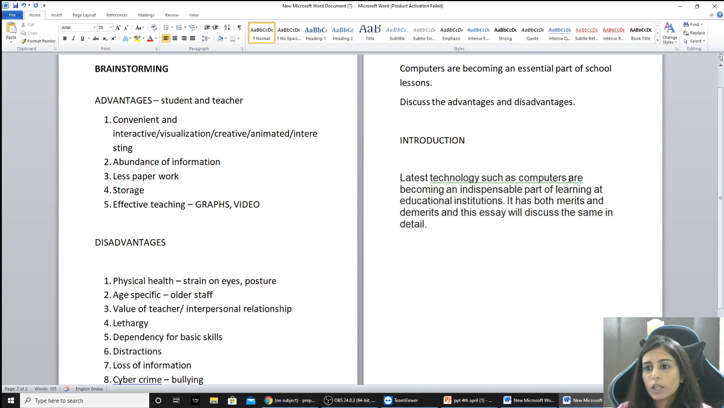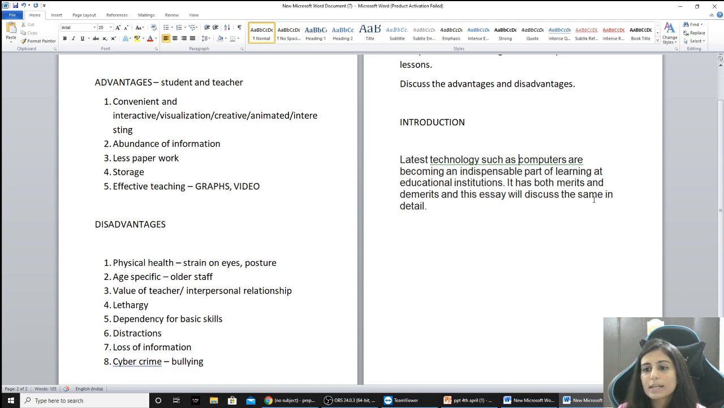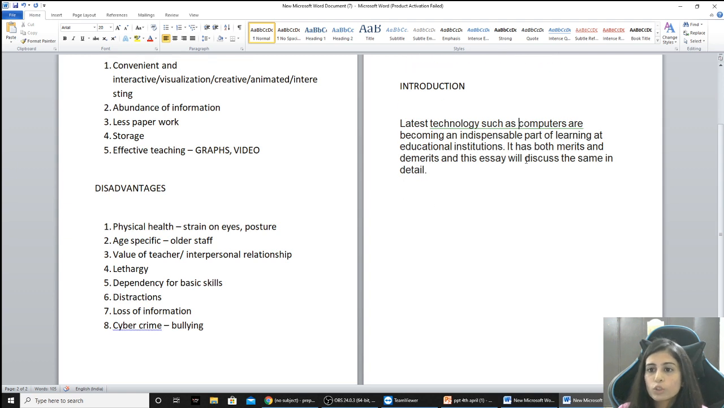So latest technology such as computers are becoming an indispensable part of learning at educational institutions. You can remove this part and straight away start with computers as well. So that's your choice. And it has both merits and demerits, and this essay will discuss the same in detail. So this particular part is basically your paraphrasing. You have to paraphrase the question.